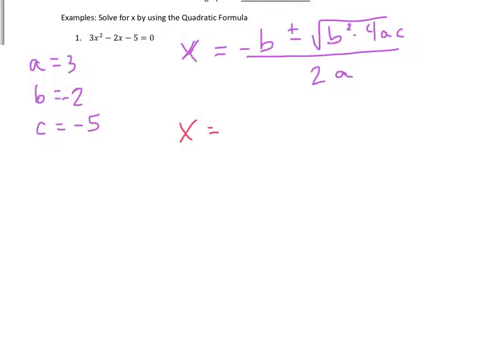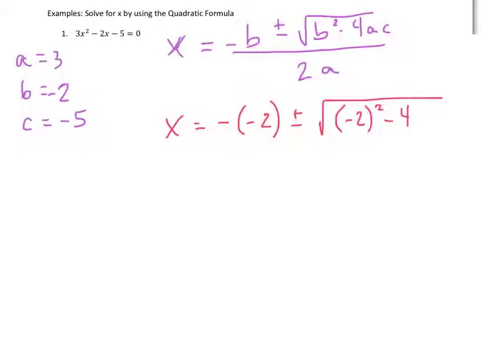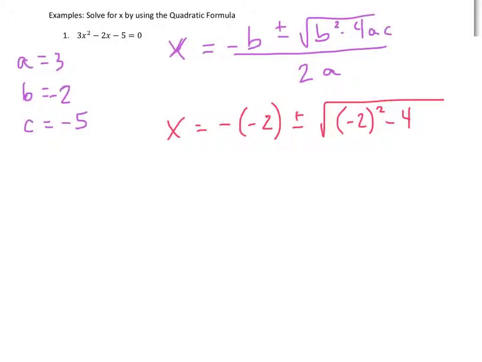So x equals negative 2 plus or minus the square root of negative 2 squared minus 4 times a times c, all divided by 2a.